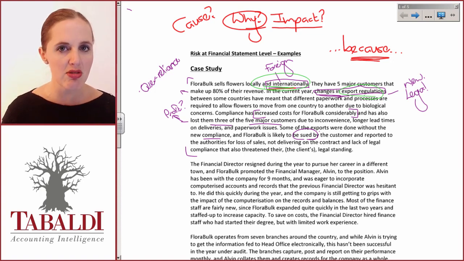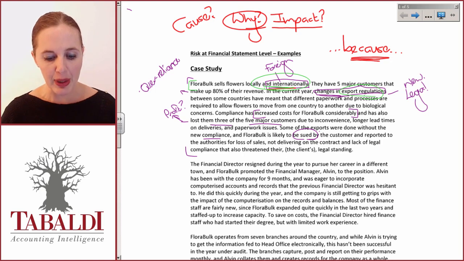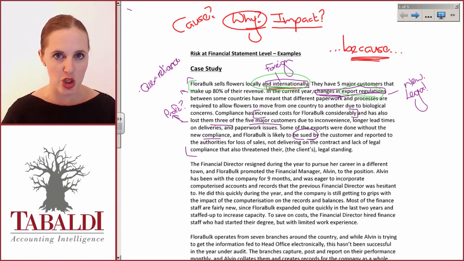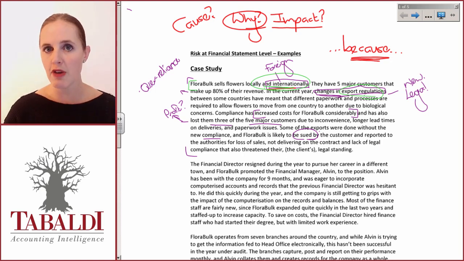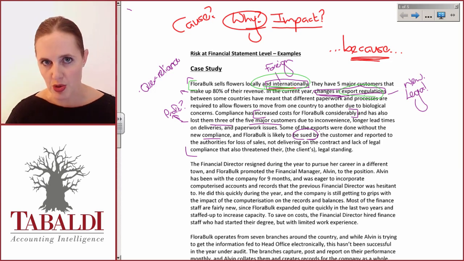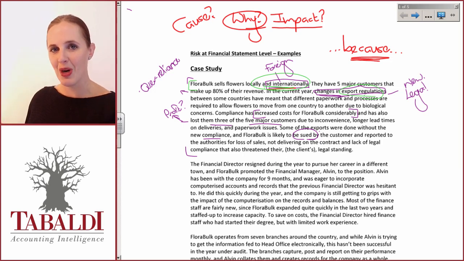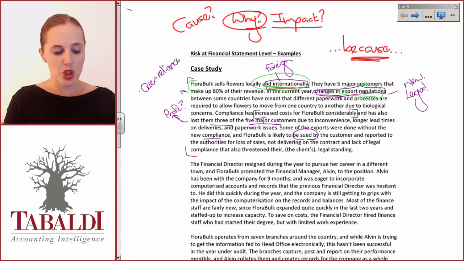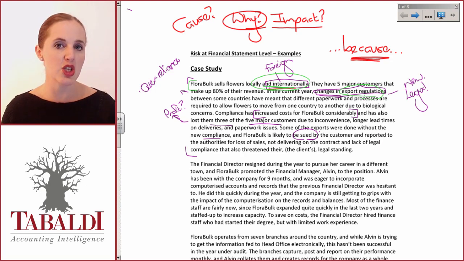But you don't want to spend your entire time rewriting that. You don't have to say, Flora Bulk sells flowers locally and internationally. This increases the risk of material misstatement because. And now you're only getting to the marks, right? Now, when you've got the because, now you're only getting to where the marks lie. Up to that point, you've given me a long sentence, but you haven't actually said anything.